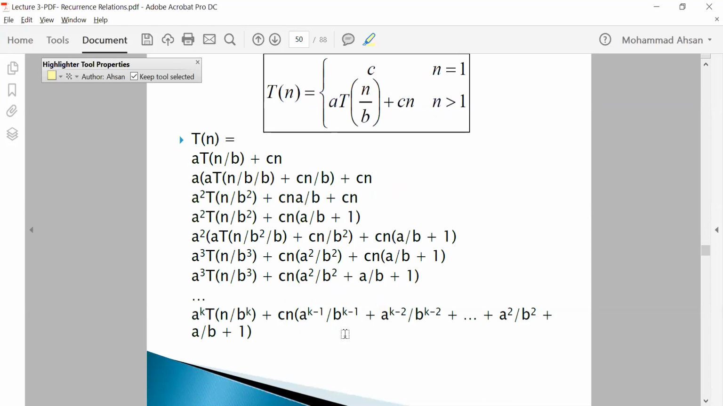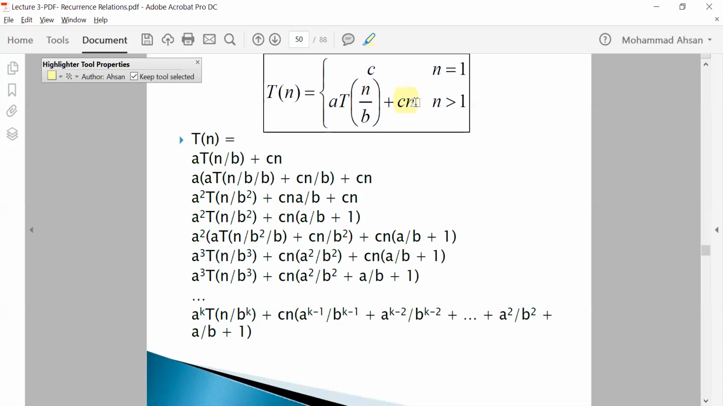Again, the recurrence that you see here is a general recurrence. Tn is a into t n by b. A and b can be anything, so here they are solving a general one. So a can be 2, a can be 1, b can be 2, b can be 3, and so on. And you have Cn here. This is a function. This is Tn is equal to a into t n by b plus some function c into n.